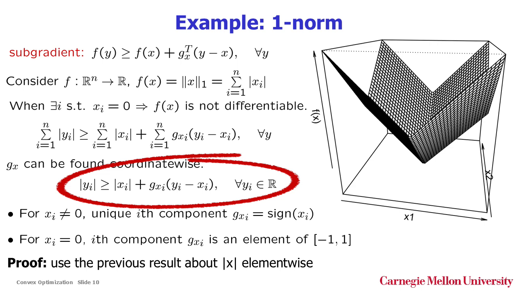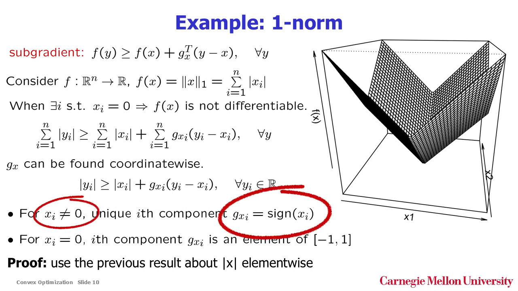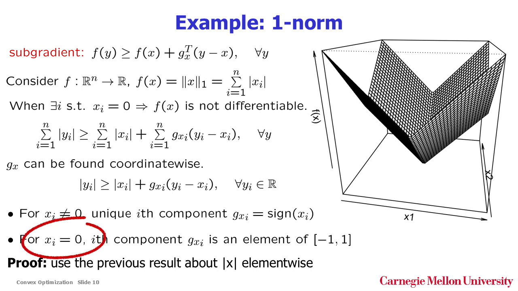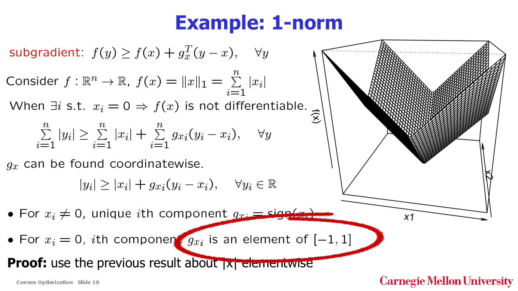Now we can use results from the previous slide. When a coordinate xi is not 0, then the i-th coordinate of the subgradient gx is just the sign of xi, either -1 or +1. When xi is 0, then the i-th coordinate of gx can be any element in the [-1, 1] closed interval. To make this proof more formal, what's left is to verify that all these g vectors are indeed subgradients and there are no other valid subgradients.